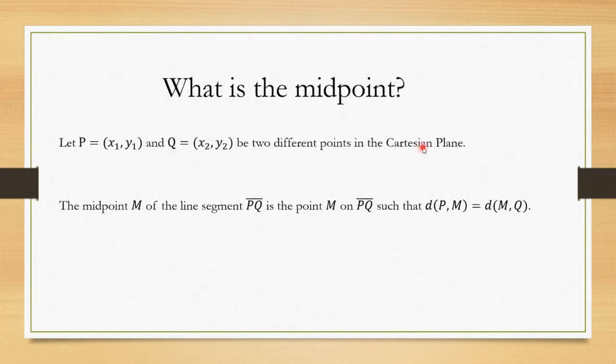So let's get to the midpoint part. First of all, what is the midpoint? If you have two different points, P and Q, and you plot them in the Cartesian plane, they would not overlap. Then the midpoint M of the line segment connecting them is the point on that line segment such that the distance from P to M equals the distance from M to Q.